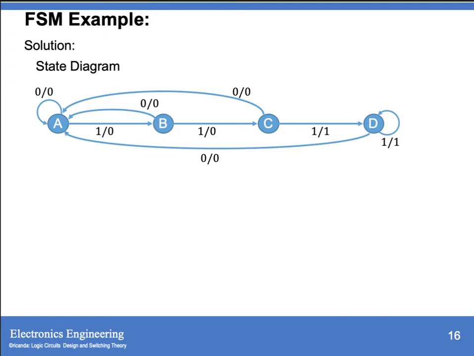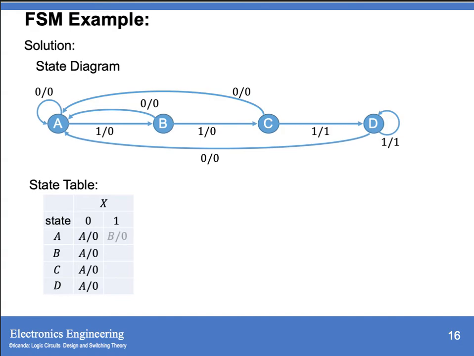So we have to put this diagram into a state table. We have your state, we have your input x. If input x is 0, from A it goes to A with output 0. From B it goes to A with output 0. Then from C it goes to A with output 0. Then from D it goes to A with output 0. That is if x equals 0. If x equals 1, from A it goes to B with output 0. From B it goes to C with output 0. Then from C it goes to D with output 1. And from D it goes to D with output 1.